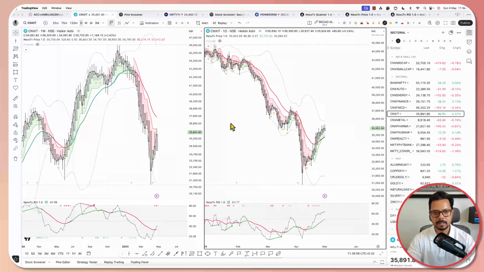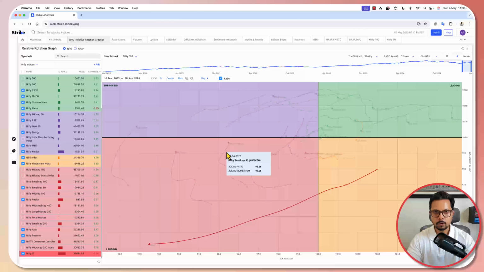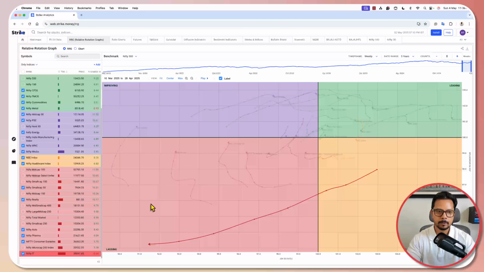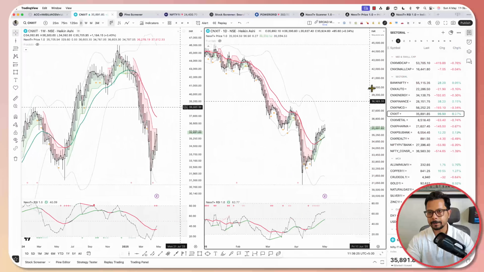RRG graph, however, is telling us no way. If you're looking for any trades, then what it means is the momentum of RRG will improve, which means hit and run, quick long trades, get out. Do not go for positional long trades. The other sector which is there in the lagging is auto and realty. Let's quickly take a look at auto and realty.